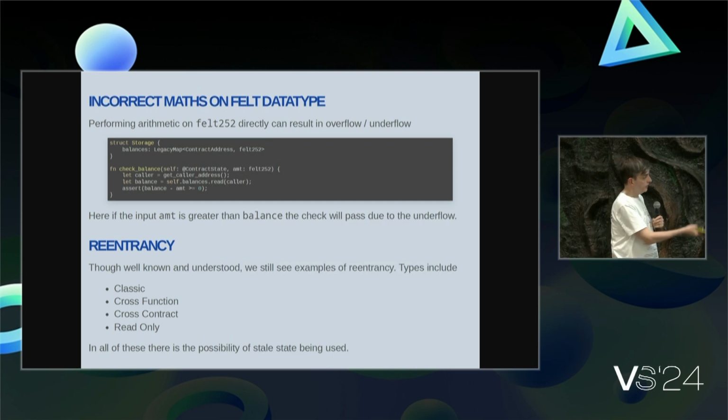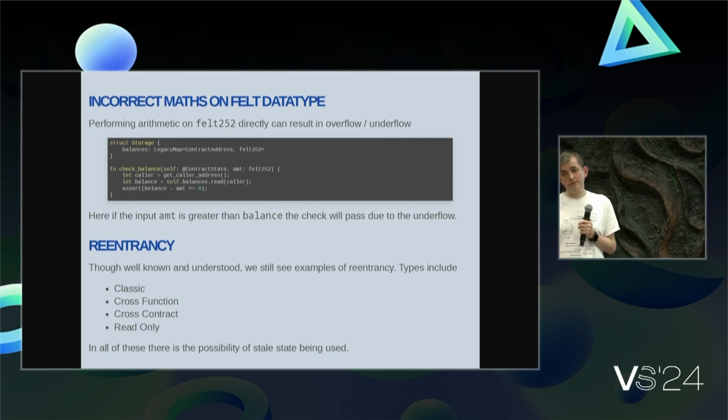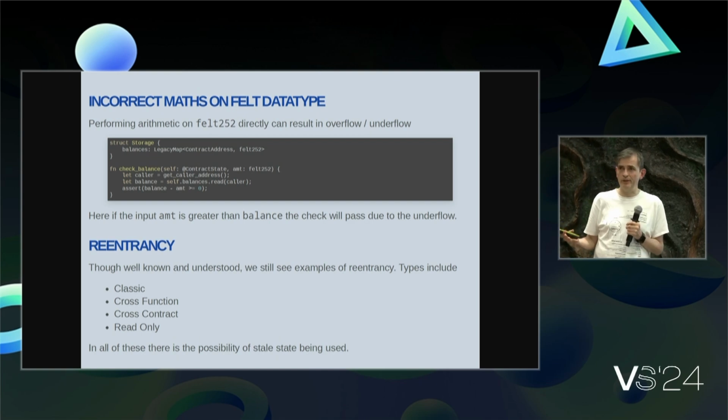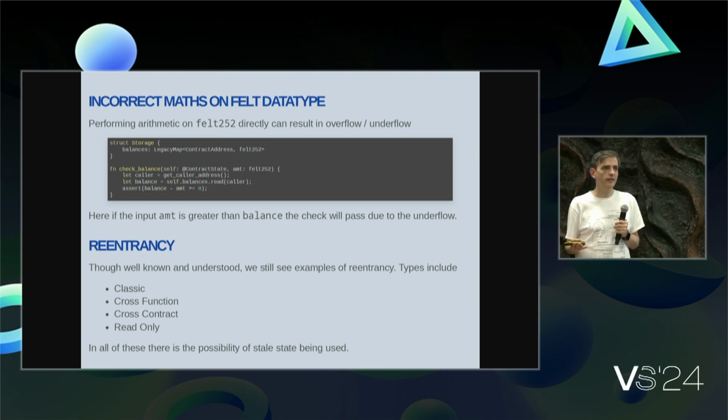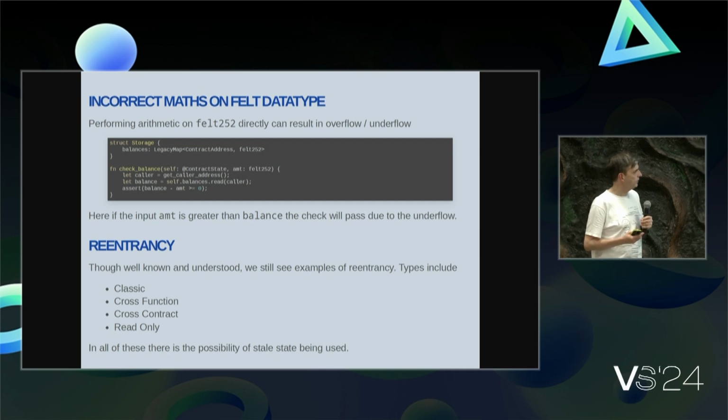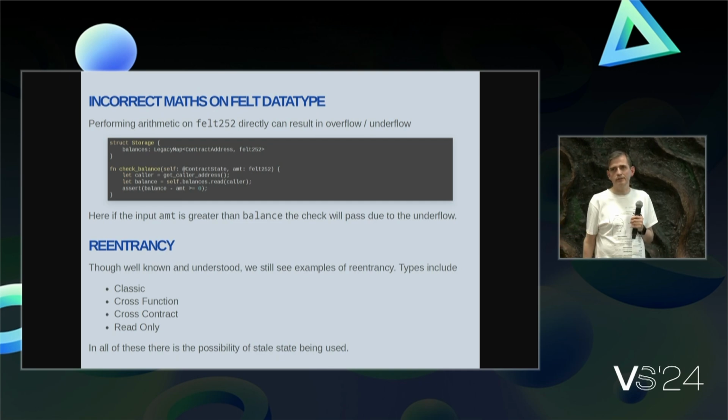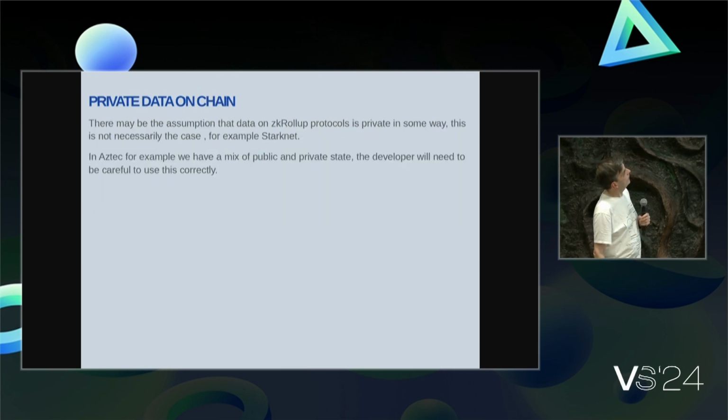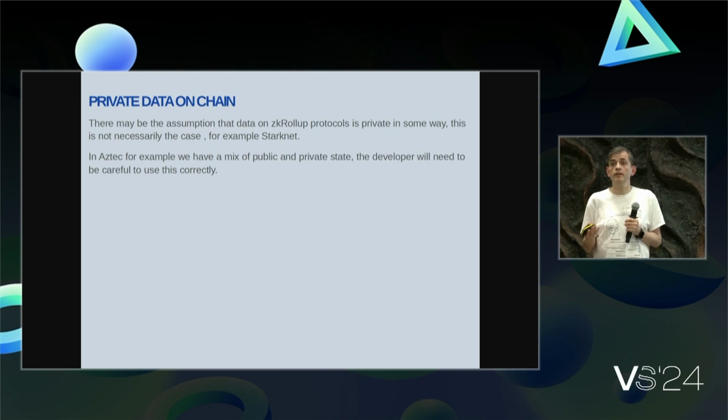Reentrancy, there are many types of reentrancy, and these also can be applicable to Cairo. It's quite sad, I think, that we've known about reentrancy for many, many years, and yet we still see many examples of it as a vulnerability. And we know how to fix it as well, but there you go. Other points, so I've spoken about privacy and the fact that people may have made some assumptions. They may think that data is private.